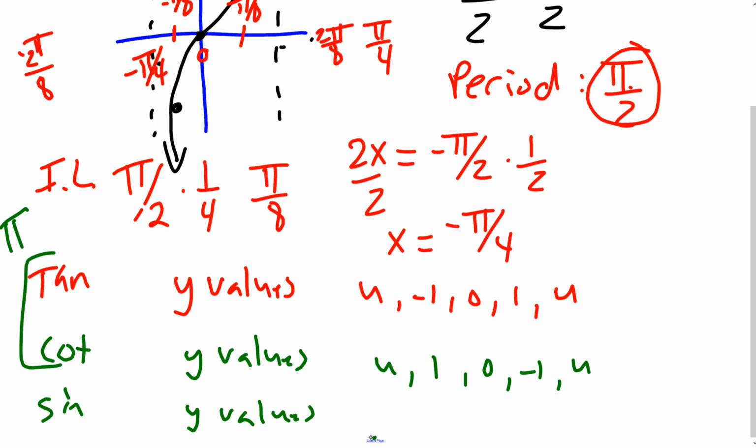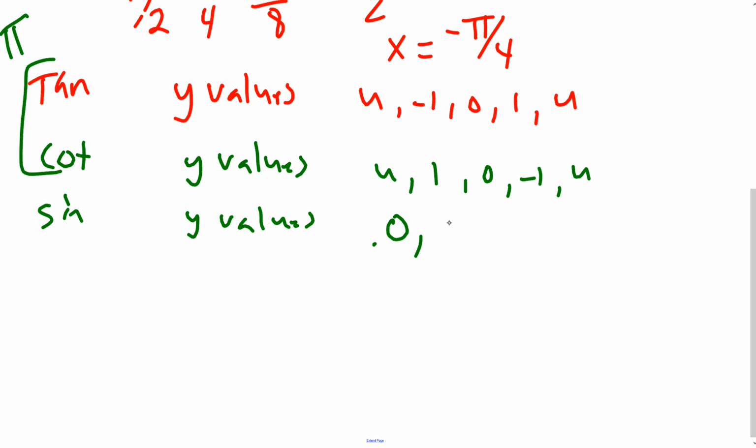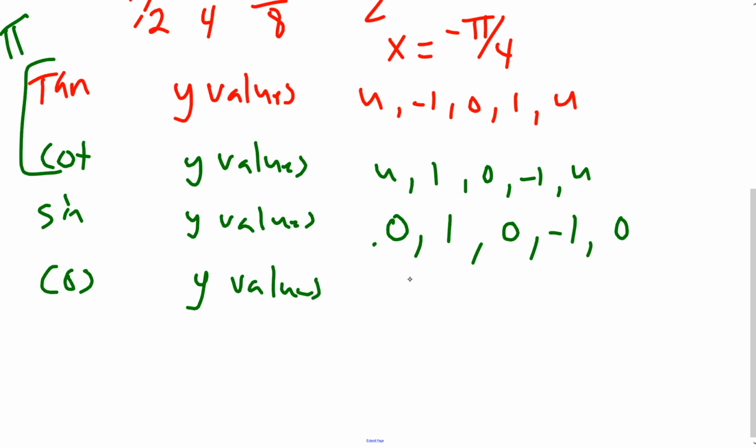The y values for sine go 0, 1, 0, negative 1, 0. And then for cosine, the y values are 1, 0, negative 1, 0, and 1. Sine and cosine both have a period length of 2 pi, so their intervals are half pi's. All right, so that's kind of it for graphing.